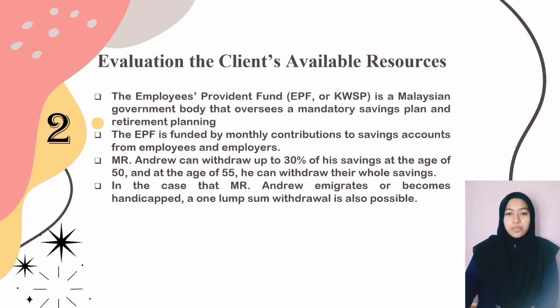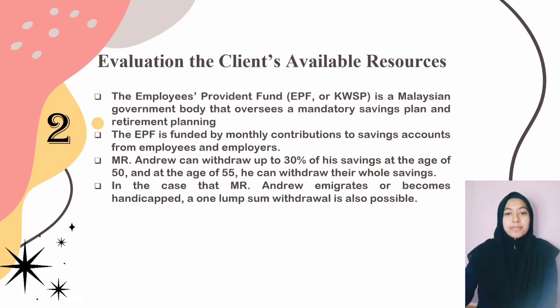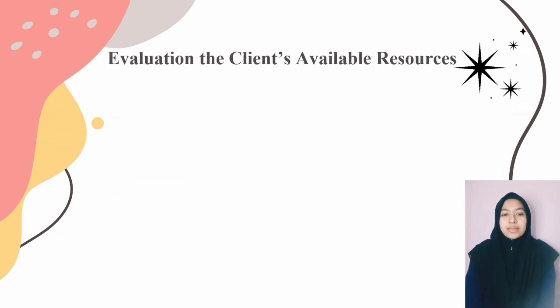Next, the Employees Provident Fund, EPF or KWSP, is a Malaysian government body that oversees mandatory saving plans and retirement planning for private and non-pensionable public sector workers. The EPF is funded by monthly contributions to savings accounts by employees and employers. Mr. Andrew can withdraw 30% of EPF at the age of 50, and at the age of 55, he can withdraw the full amount of EPF, but he can withdraw in one lump sum if he becomes handicapped or migrates.